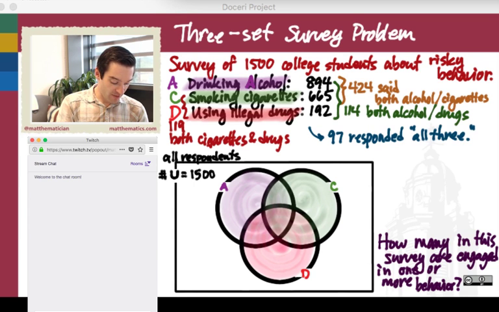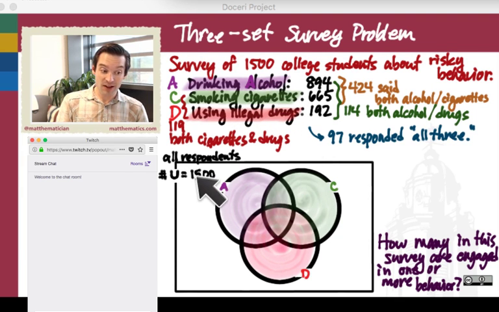I'll put the number sign in front of this. So the cardinal number of the set U is 1,500. That's a true statement. But the problem with writing the number 1,500 here is that because I wrote it outside of these three circles, outside of these three sets A, C, and D, it makes it look like these 1,500 people do not belong to the alcohol, cigarettes, or drugs sets.